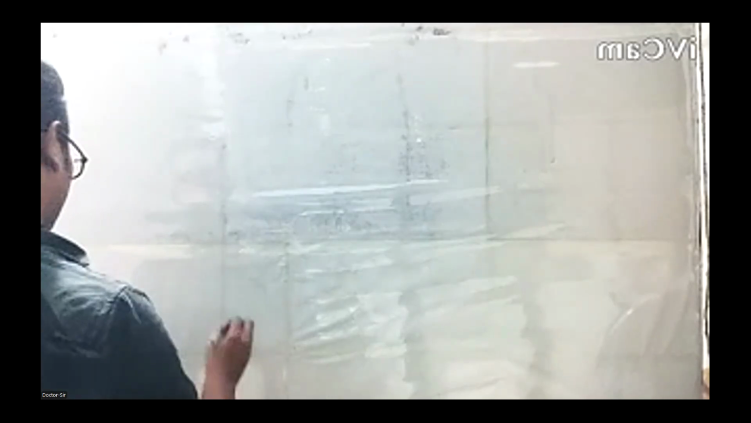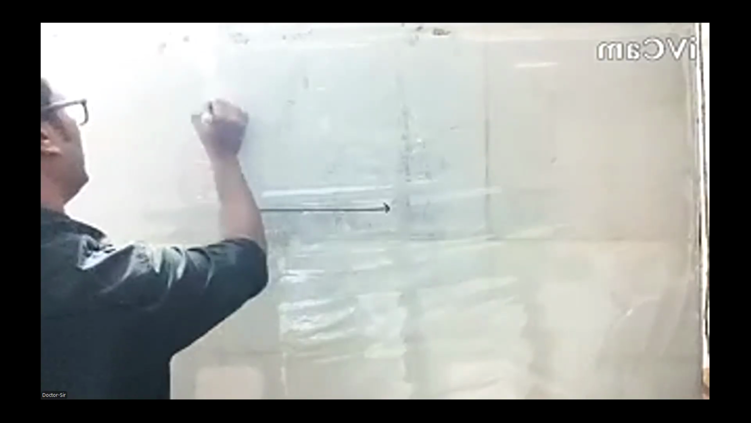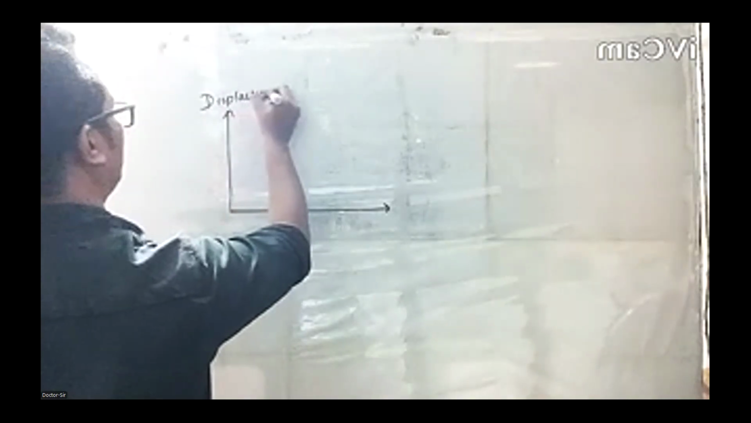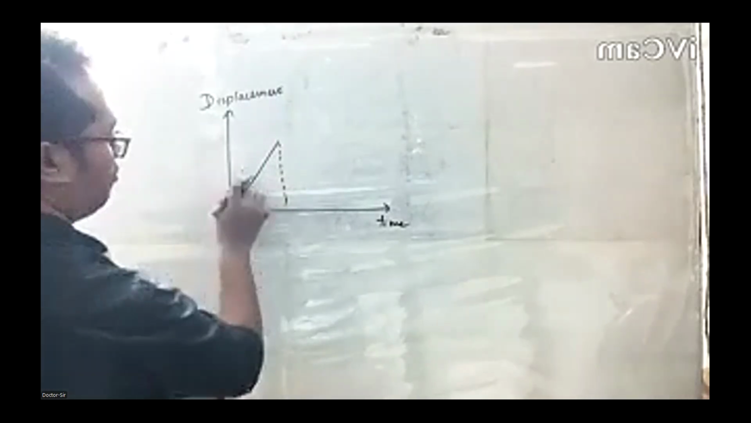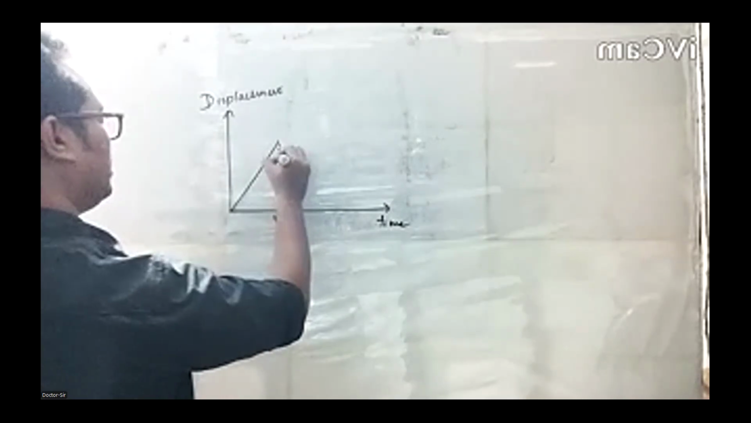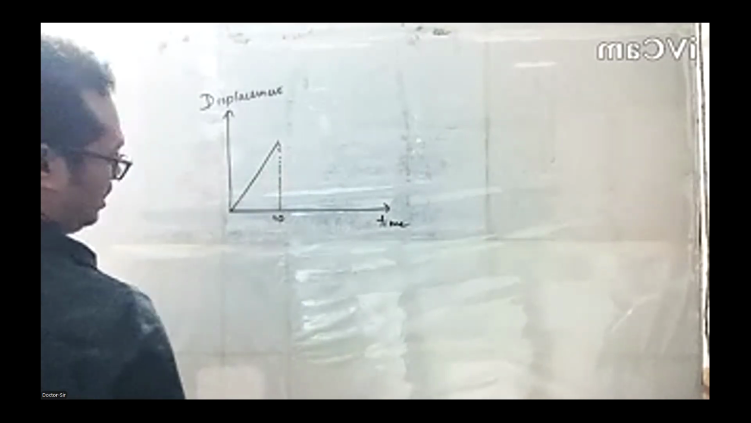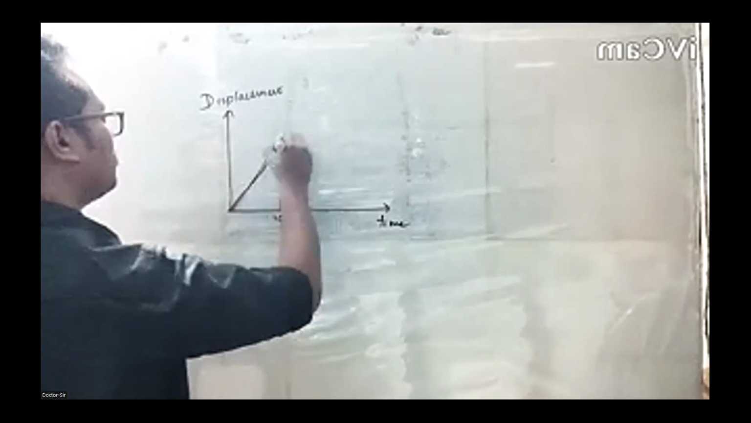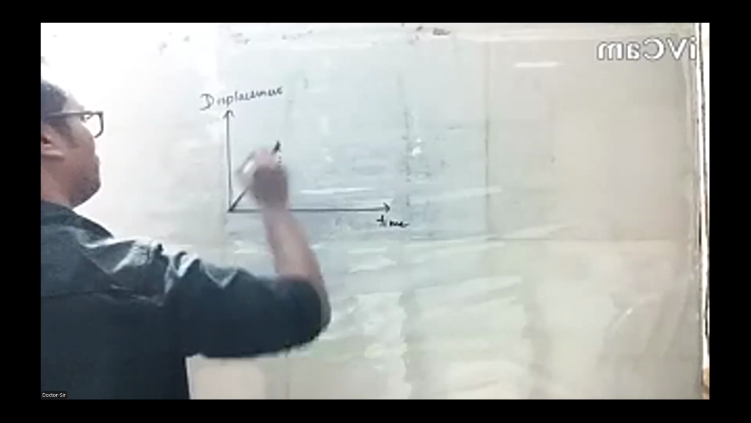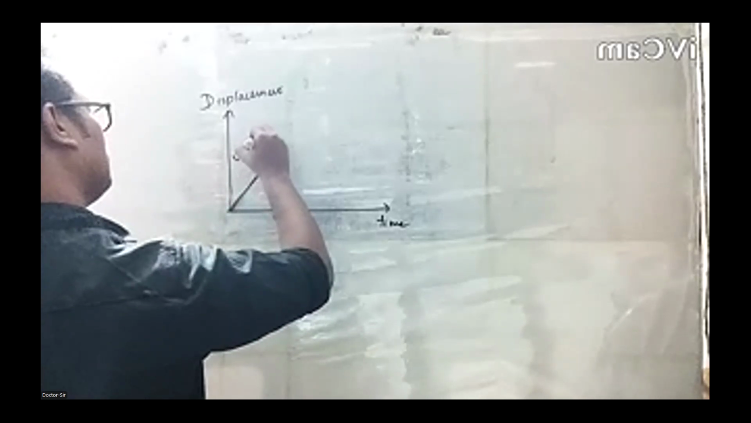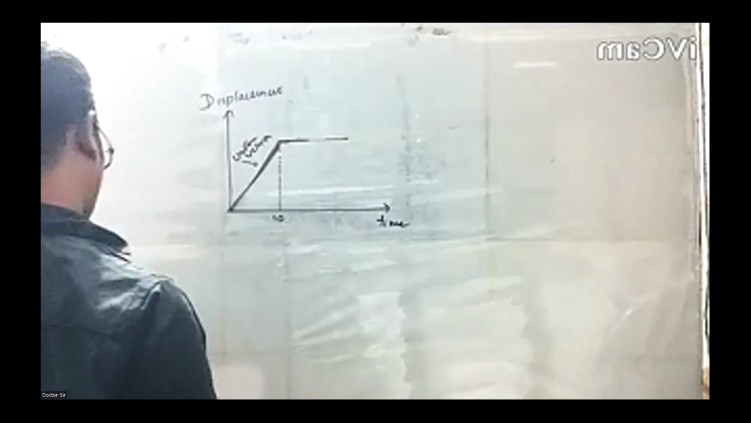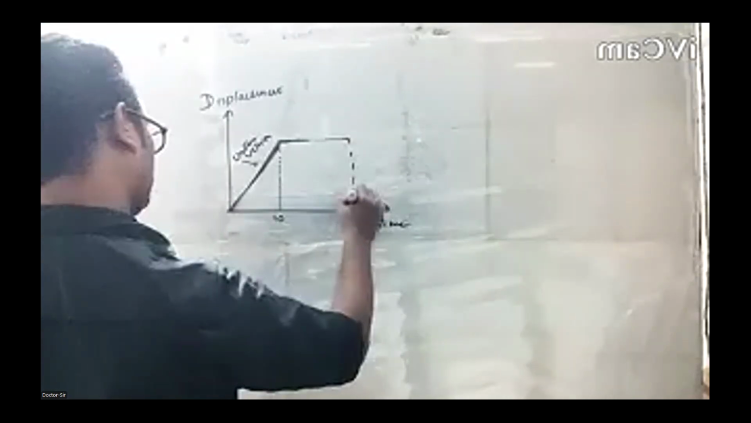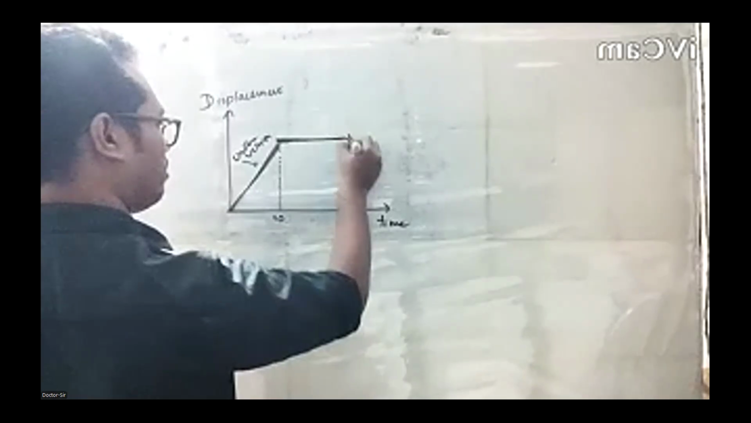Right, the following displacement time graph is given here. A simple displacement time graph, displacement against time. It mentions that for the first 10 seconds, it goes with uniform velocity. In a displacement time graph, this type of straight line represents uniform velocity. Then it is parallel to the x-axis for another 10 seconds, so now the time is almost 20 seconds. Then it comes back again.